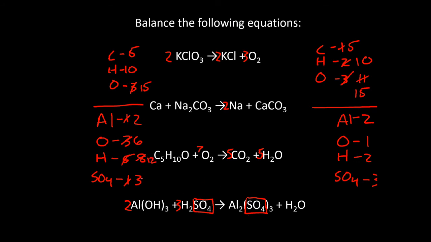So my aluminum is balanced, sulfate is balanced. So then the last thing I need to do is to balance the oxygen and hydrogen, which is easy enough to do with a 6 in front of this water, which gives me 6 oxygens and, oops, not 8, 12 hydrogens. 6 times 2 is 12, 6 times 1 is 6. And so there we go. 2, 3, 1, and 6 are the coefficients for that particular reaction.